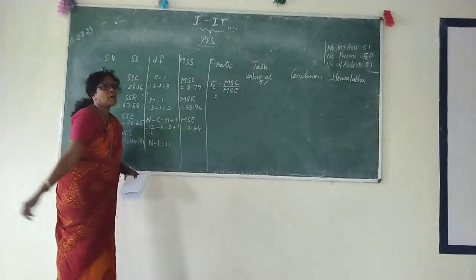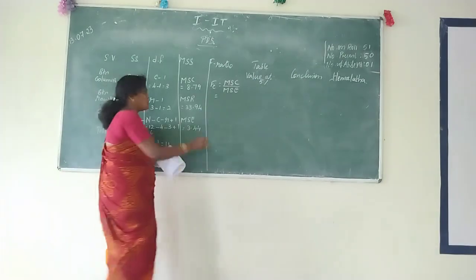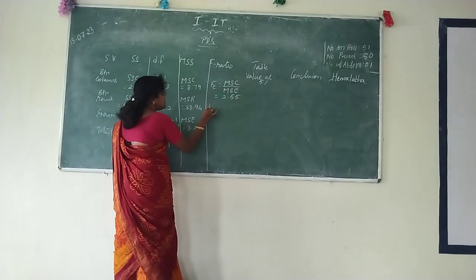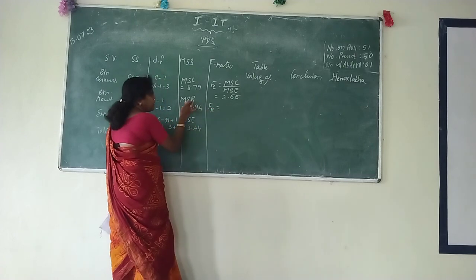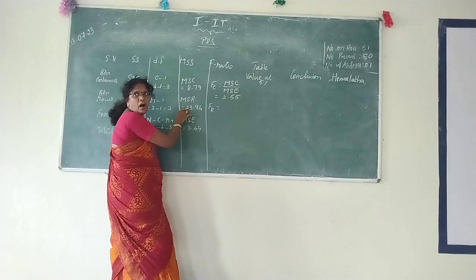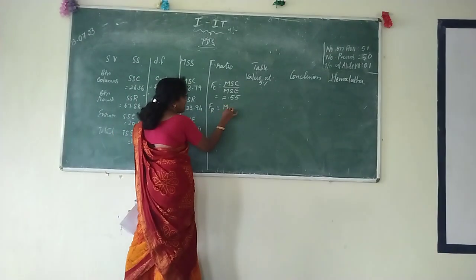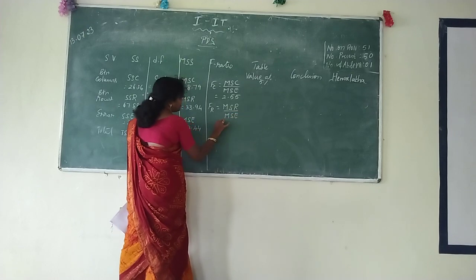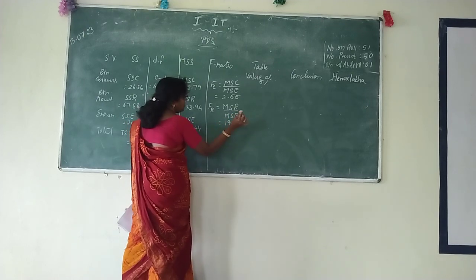8.79 divided by 3.44. 2.55. Similarly for row, we have to compare R and E. So which is greater? R. So write MSR divided by MSE. 19.7.